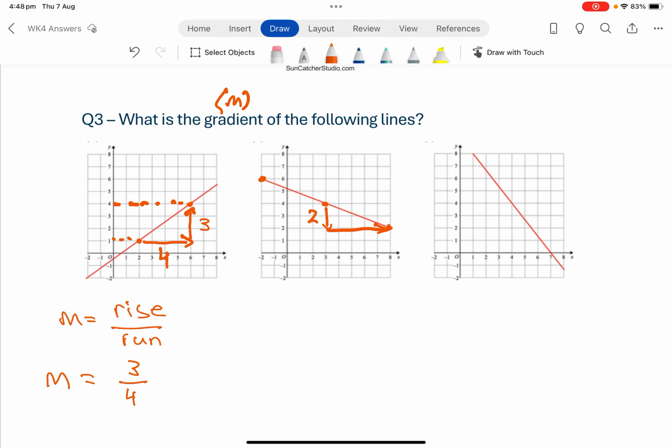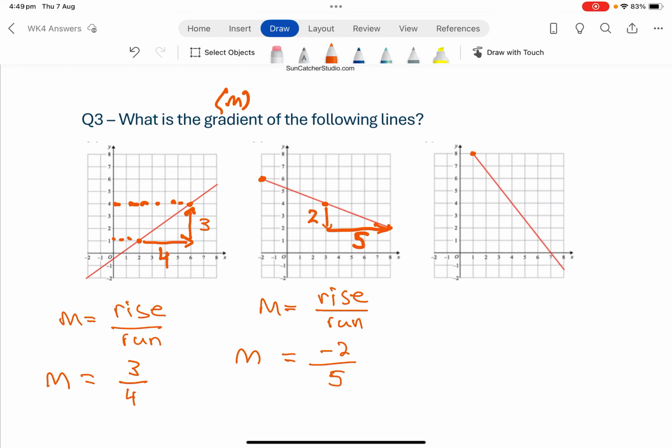I've gone down 2 there, and then I've gone across to the right 5. Same formula as before, rise over run, except it's not really a rise this time. It's more of a fall. So because we're going down, I'm going to put a negative in front of that 2, all right? And keep that over the 5. And look, in this case, we can leave that as a fraction. I'm absolutely happy with that being our final answer. All right.